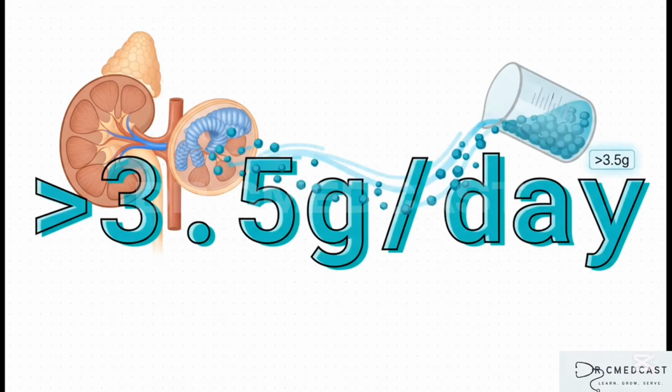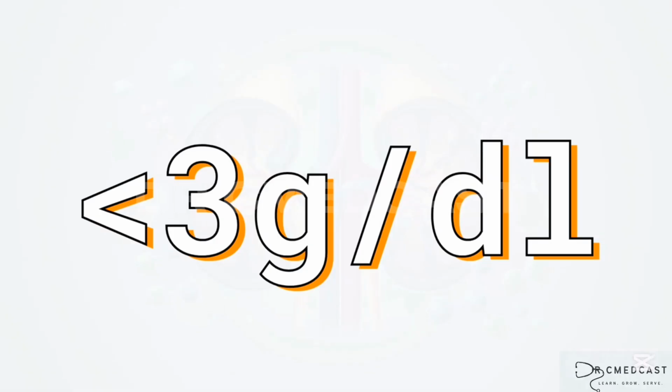Now, when we say massive proteinuria, what does that actually mean? This is a number you absolutely have to memorize. The official diagnostic threshold for nephrotic range proteinuria is protein excretion greater than 3.5 grams per day. This is a classic exam question. And as a direct result of losing all that protein, the albumin level in the blood tanks. Clinically, we define the resulting hypoalbuminemia as a serum albumin concentration below 3 grams per deciliter. It's a simple cause and effect that you need to connect.